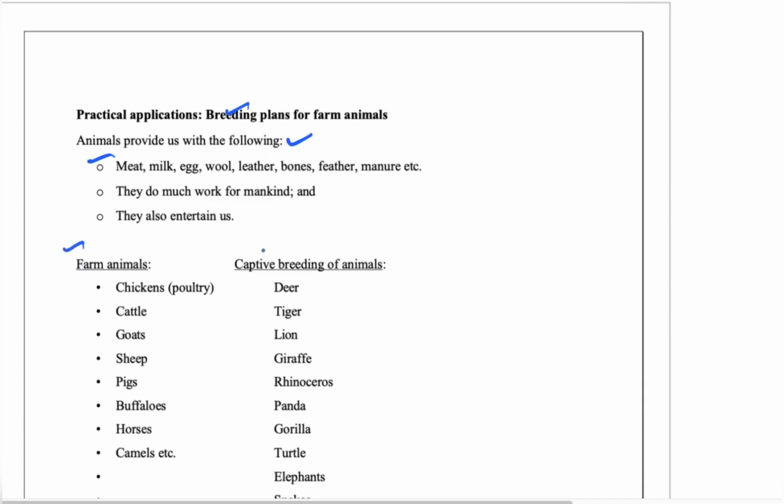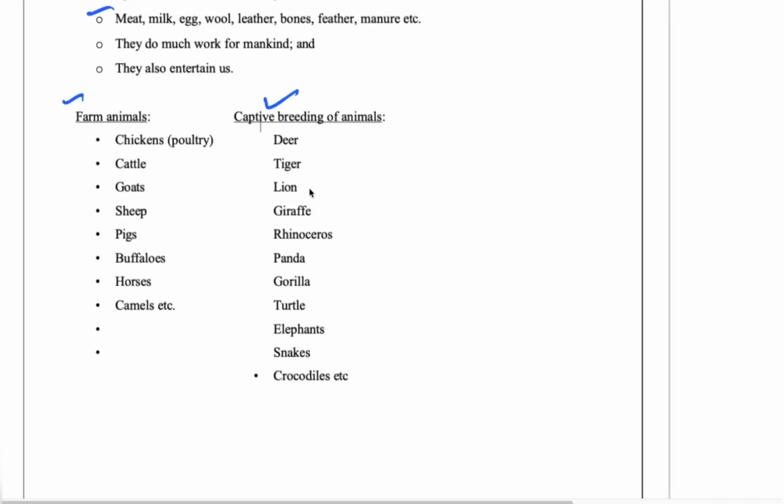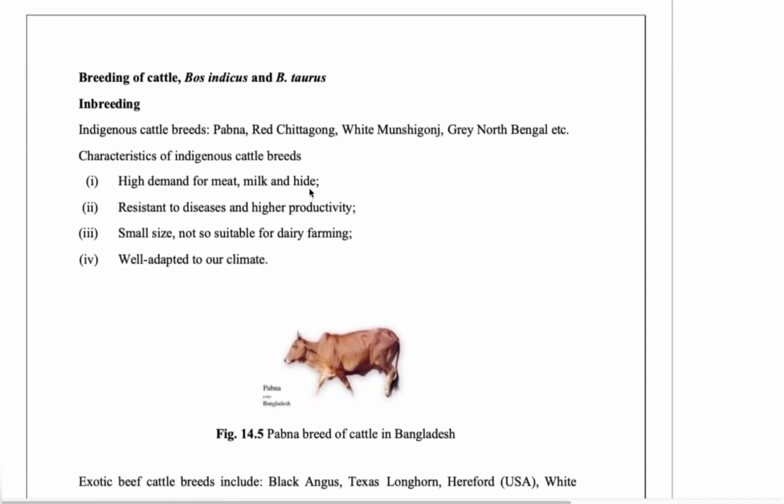So there are farm animals and there are captive breeding programs for these animals also, other animals which we need to conserve also, right? So there are other ways, but as far as we are concerned, we care about the cattle and the sheep, so we are going to talk about that only. So breeding of cattle, if we talk about that, Bos indicus and Bos taurus. So an inbreeding program is there.